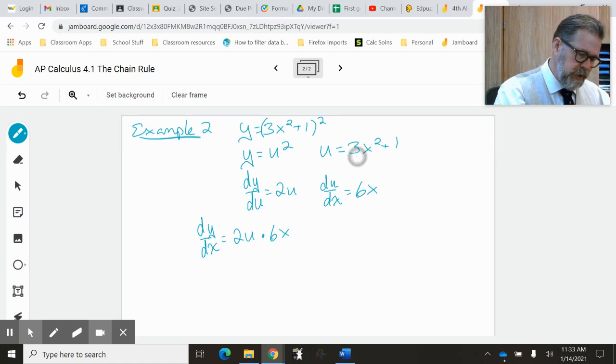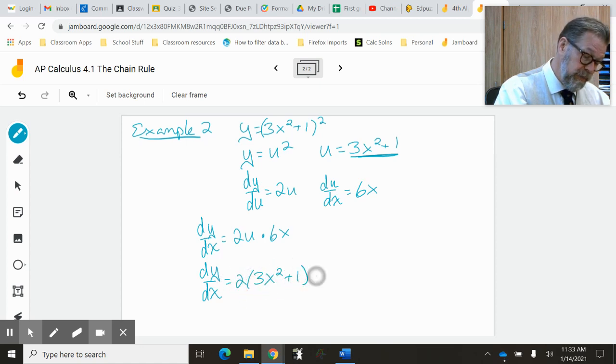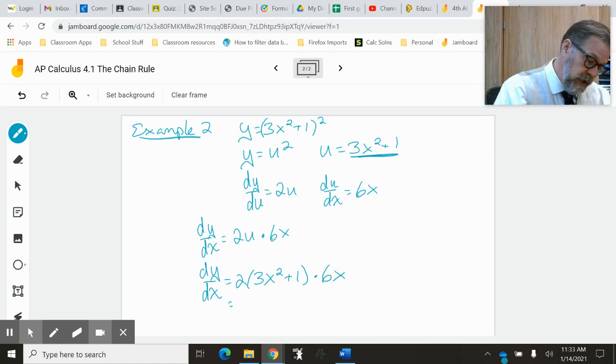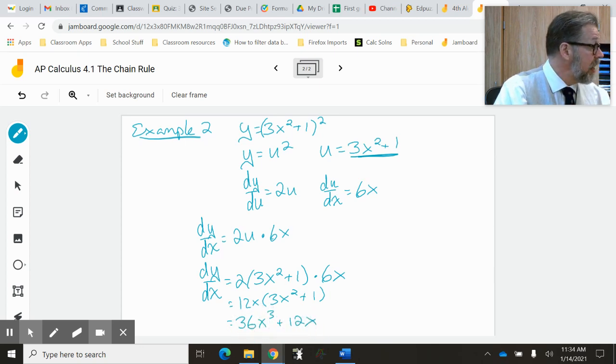But we also know that u is equal to 3x squared plus 1, which means that dy/dx, the rate of change of y with respect to x, is twice that times 6x. Simplifying this, we get 12x times (3x squared plus 1), which is 36x cubed plus 12x.